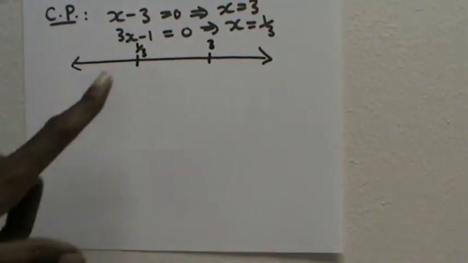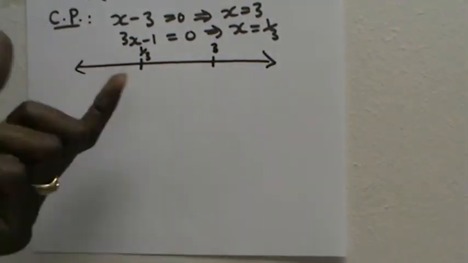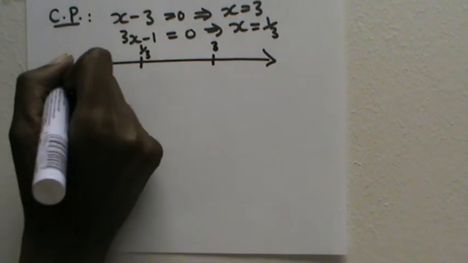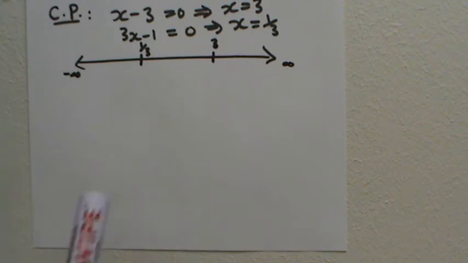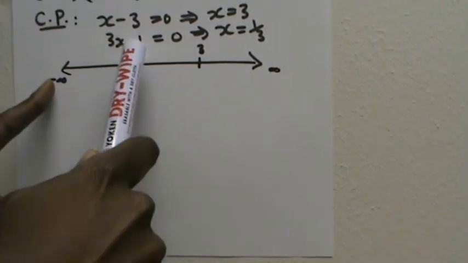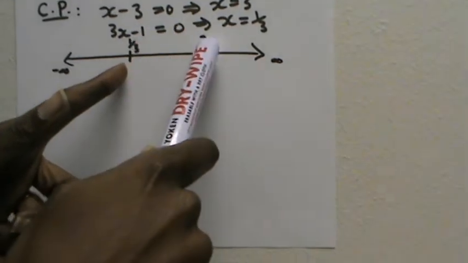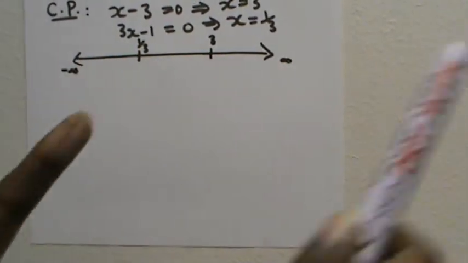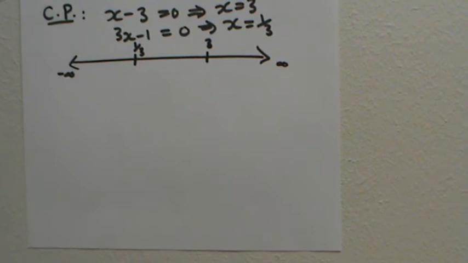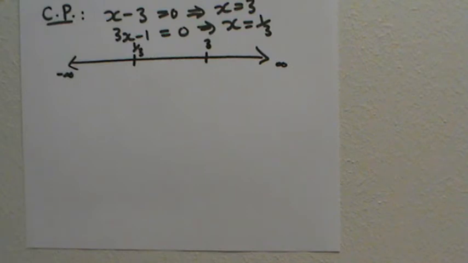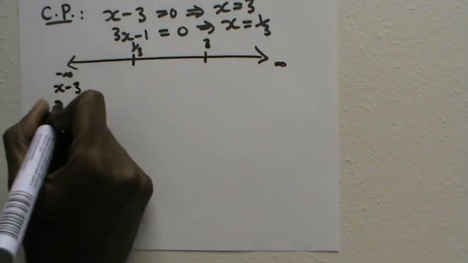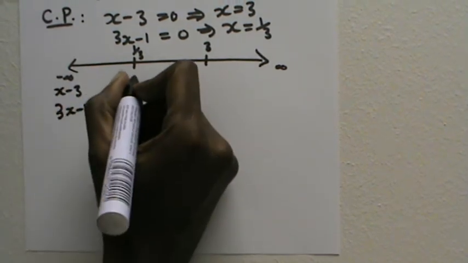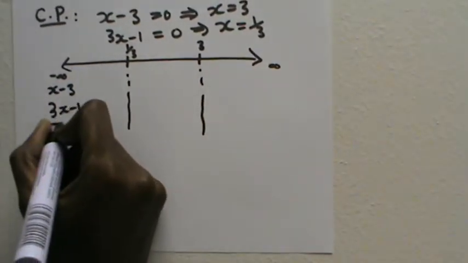So you can see these two numbers, 1 over 3 and 3, have divided my number line. Here I was going to minus infinity, and here going to infinity. They've divided it into 3 regions: between minus infinity and 1 over 3, then from 1 over 3 to 3, and then from 3 to infinity. So that is the job of the critical points. They tell you how to divide your number line. Then what you do is you place your factors. So I have x minus 3 and then 3x minus 1, and then I form a table like that.